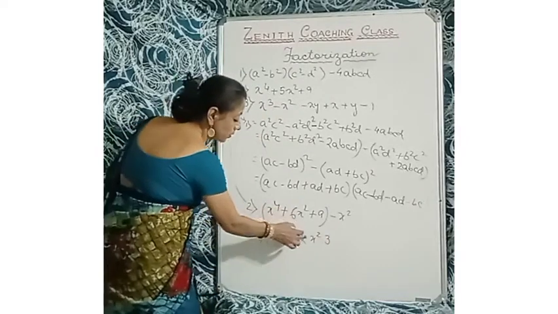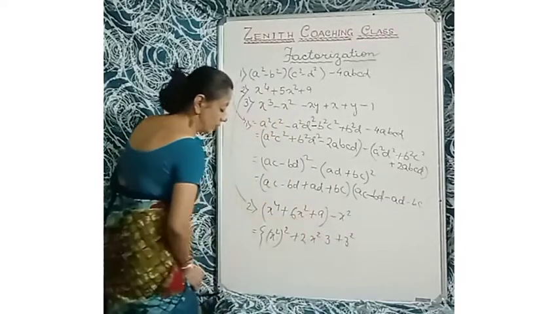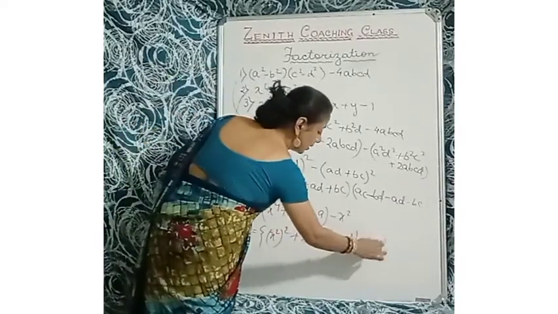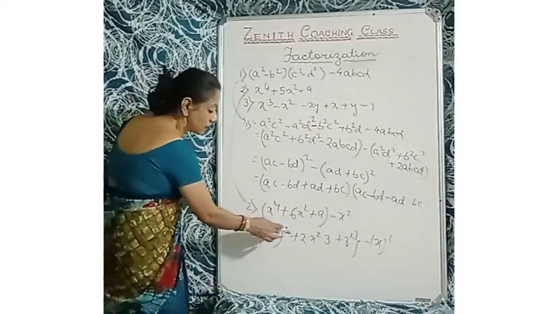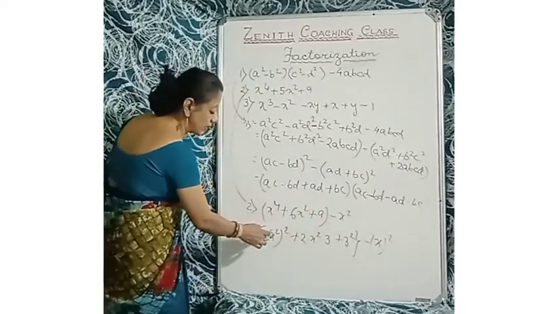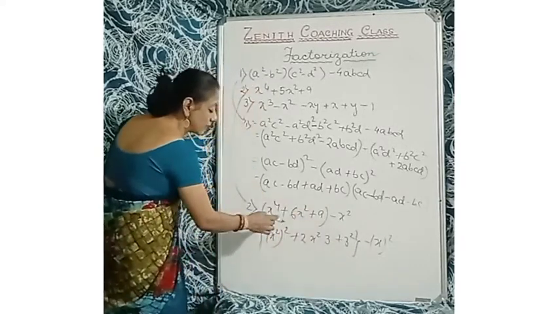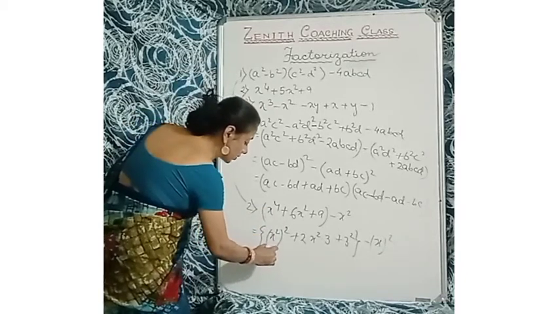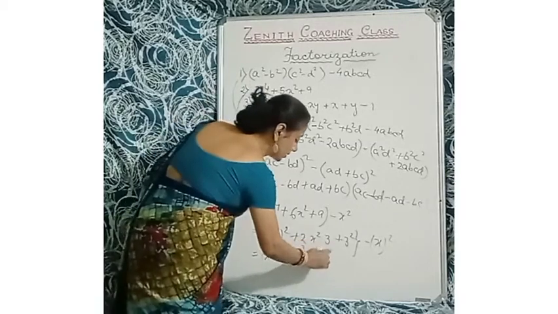That is 2 times 3 is 6x, square plus 3 square, 9 is 3 square. Okay, so second bracket close, minus x square. So it is (x plus 3) whole square. (a plus b) whole square is a square plus 2ab plus b square. So it is (x square plus 3) whole square. So you can write it (x square plus 3) whole square minus x square.